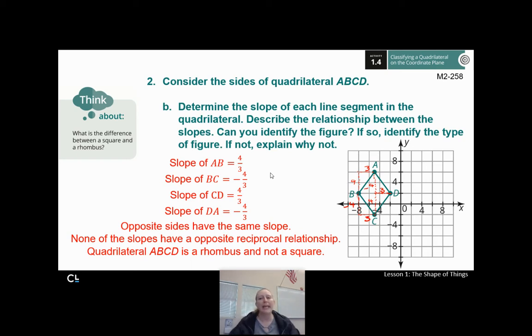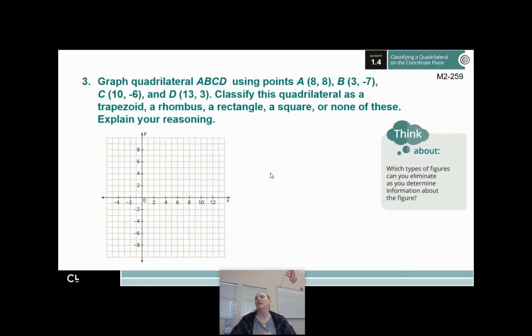All right, let's go to another one then. Let's do another one of these. Again, you're going to graph quadrilateral ABCD using points A (8, 8), B (3, -7), C (10, -6), and D (13, 3). And then, of course, you may want to play with slopes.